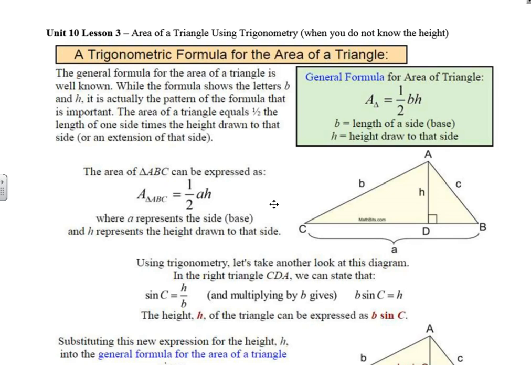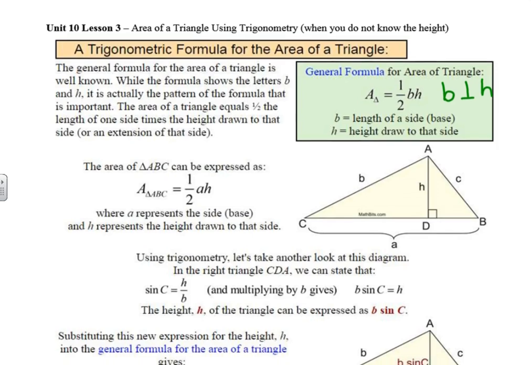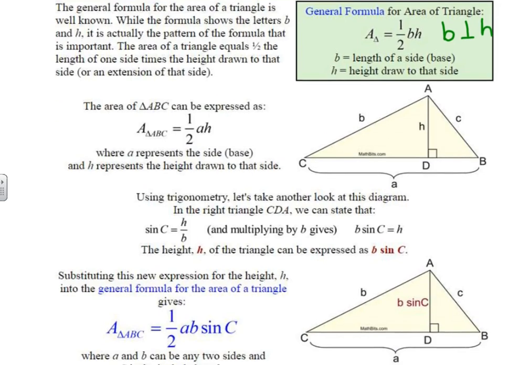If you look at this green box, we know the general formula for the area of a triangle is 1/2 base times height. The thing you always want to keep in mind about that formula is that the base is perpendicular to the height. Well, what happens in a situation where we don't have that perpendicular height? This is going to give us another option.